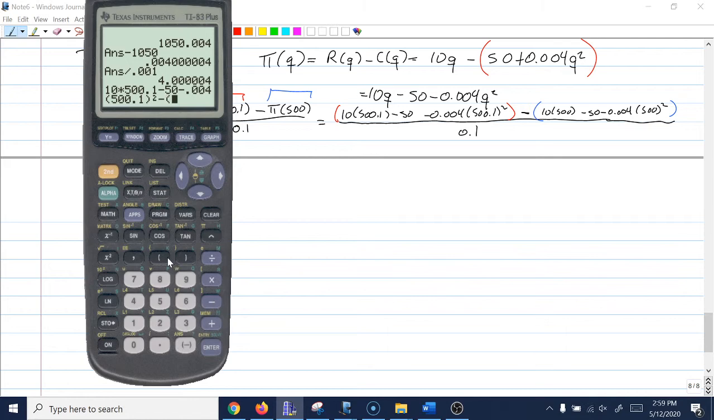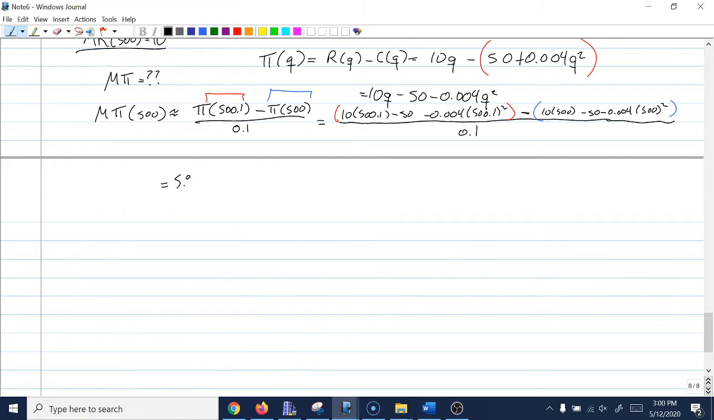Minus, I'll put these parentheses because these ones matter. 10 times 500 is 5,000. Minus 50 minus 0.004 times 500 squared. That's minus the blue parentheses. Divide all of that by 0.1. I get 5.9996, a number so close to 6 that it would be reasonable to guess that marginal profit of 500 is probably 6.